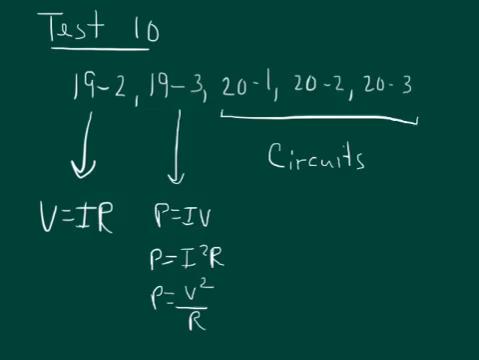What do you got? Cost equals energy times rate. Good. Which is actually P times T. Very good. So this is in 19.3 still.